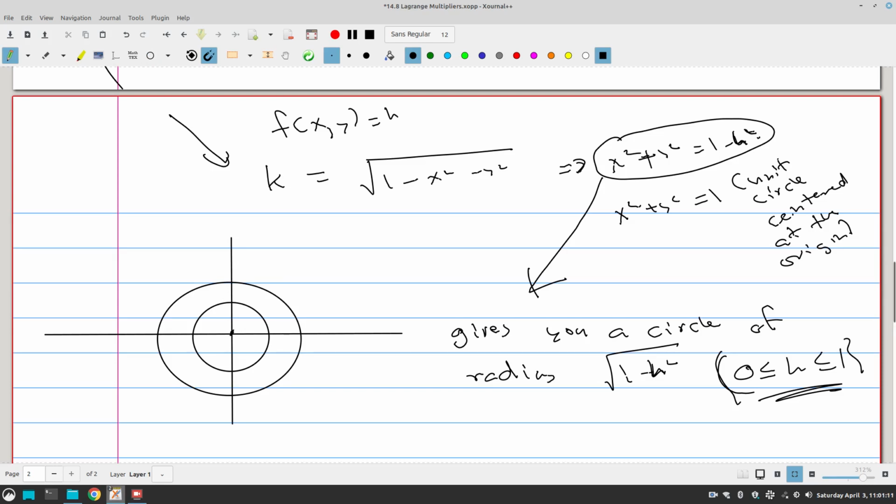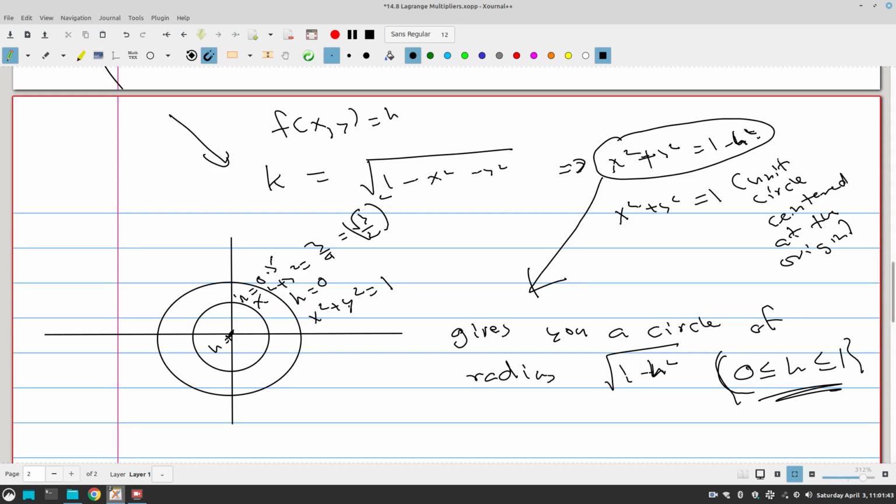This is k equals 0. We have the circle x squared plus y squared equals 1. And if k is equal to 1, we have the point at the origin. Let this be some intermediate value. Let k be 0.5. Then you have x squared plus y squared equals 3 over 4. So we have a circle of radius root 3 over 2.